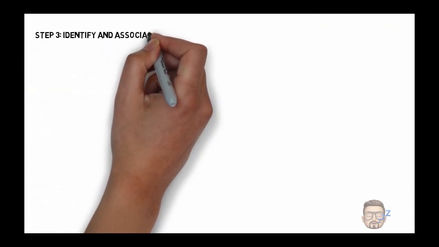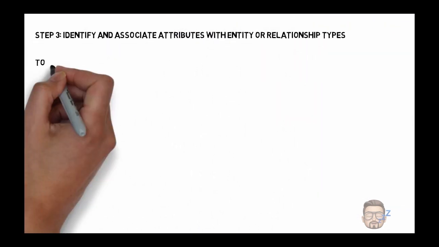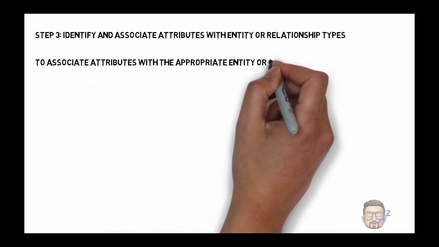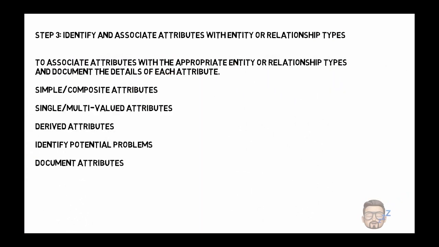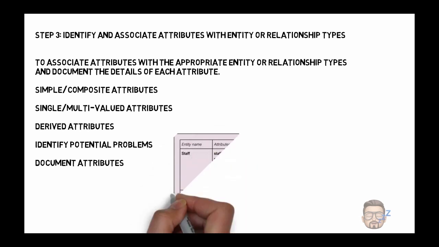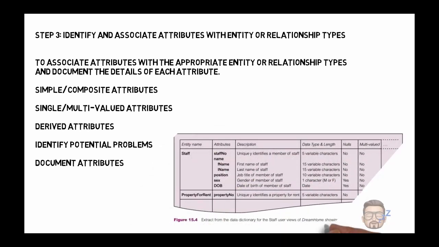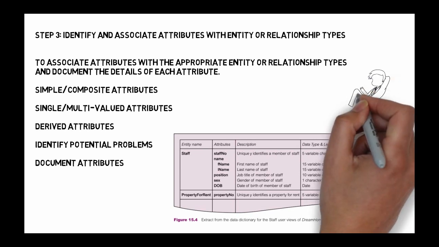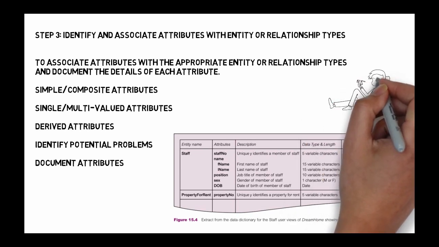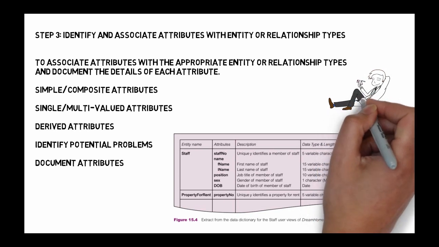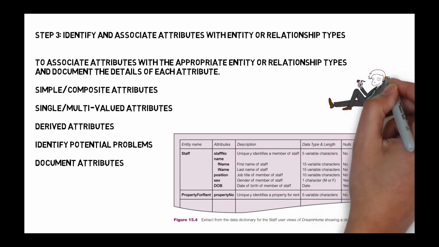The next step is to associate attributes with the appropriate entity or relationship types and document the details of each attribute. You can classify your attributes as simple or composite, single-valued or multivalued, use derived attributes, identify potential problems, and document the attributes.